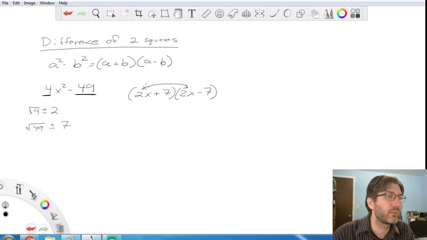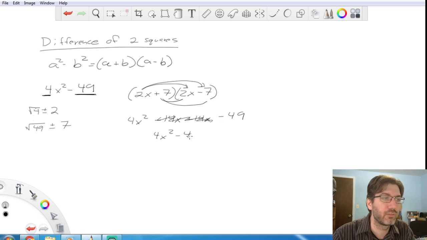If you do factor these, you could factor them out to check it or FOIL it. So you can do that times that times that. 2x times 2x is 4x squared. And then 2x times -7 gives you a negative 14x. And then you'll see here, this is where your x's cancel because you're getting a positive 14x here. And then you're getting your negative 49. So when you combine like terms, these are going to cancel. And you get 4x squared minus 49.